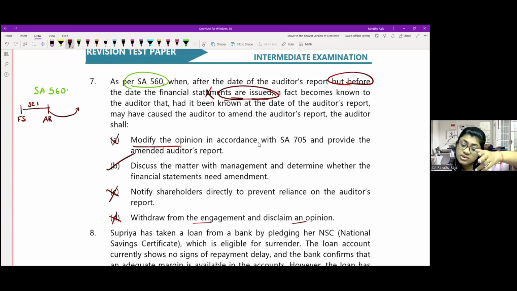Now, can I change the answers? Change the question. What if it is issued to the users? Which is the option? If I changed the question, after it is issued to the users, users already got the report, then how would you change the answer? Can you say? Very good. Then you will notify the users not to rely on your report.